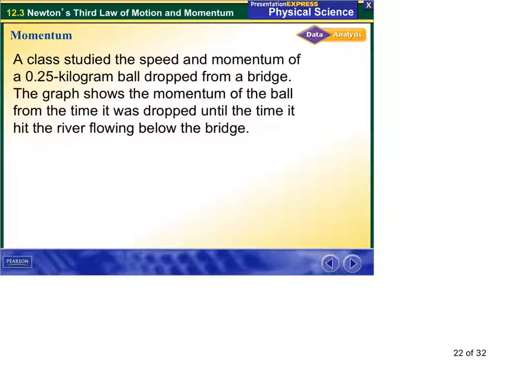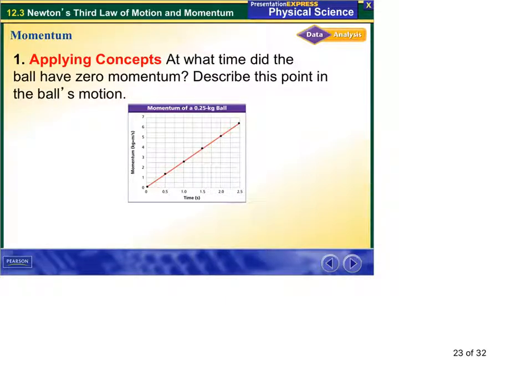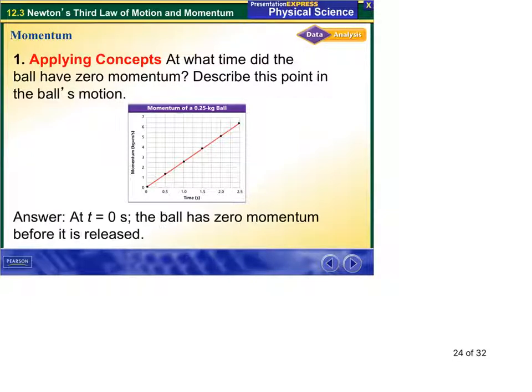Another little example. A class studied the speed and momentum of a 0.25 kilogram ball dropped from a bridge. The graph shows the momentum of the ball from the time it was dropped till the time it hit the bottom. And you can see the momentum kept getting bigger. As time was going on, that would be because the speed was increasing, because this object would be accelerating due to gravity. At what time did the ball have zero momentum? So time equals 0 would be zero momentum because it was not moving.